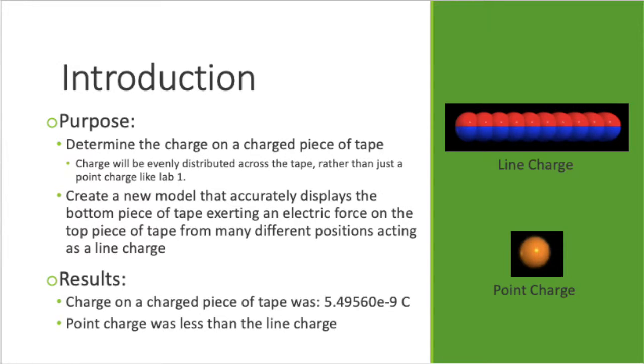My results showed that the charge calculated from a point charge was smaller than it was when calculated as a line charge, and we know that the line charge calculation is more accurate. The charge calculated from a line charge was 5.4956 times 10 to the negative 9 coulombs. In this video, I will address the assumptions, measurements, results, and VPython code I used in the lab which allowed me to obtain these results.